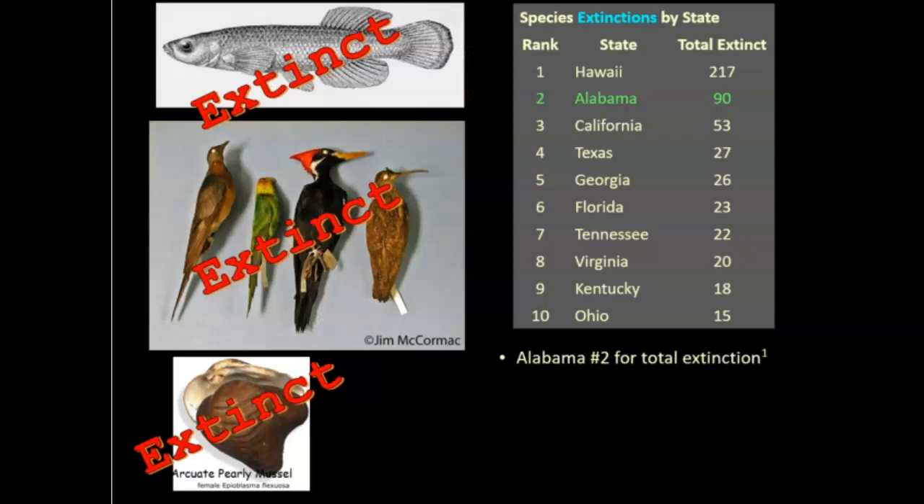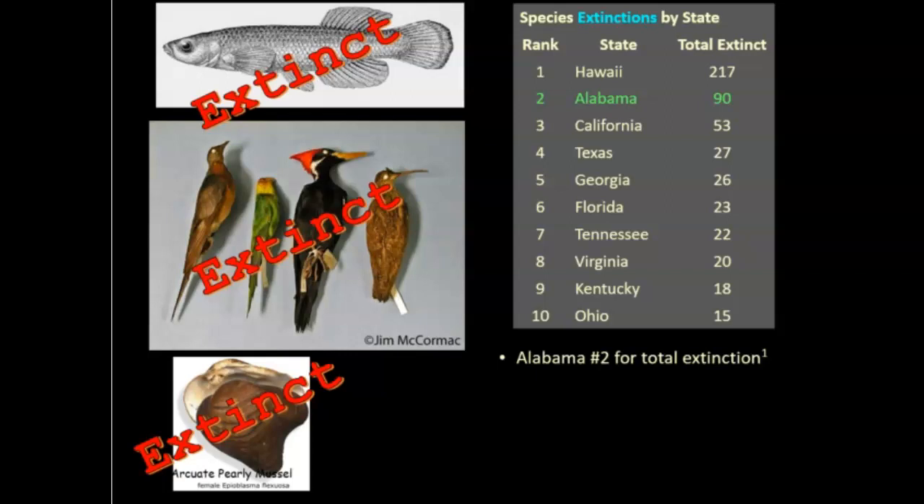Now, extinction is something that you might think about as being far away, like in tropical forests or in places like in developing countries and so forth. But in fact, there's been lots of extinctions right here at home in the southeast and right here in Alabama. As you see in the table, when you look at U.S. states for total species that have gone extinct, Alabama ranks number 2 at 90 species that have gone extinct.